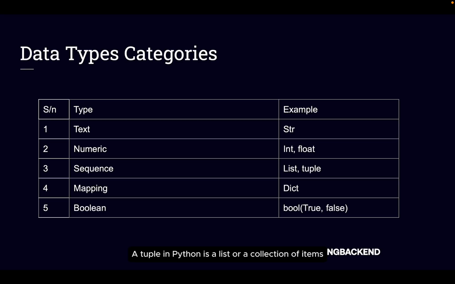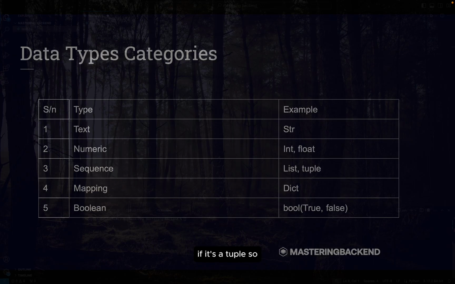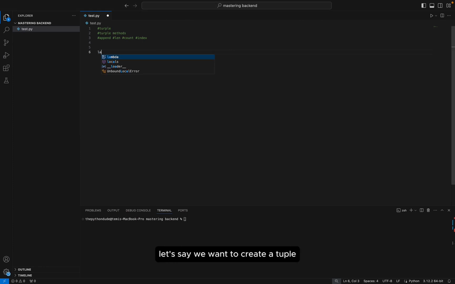A tuple in Python is a list or a collection of items that is unchangeable. So when we create a tuple, we cannot make changes to that collection. Let's say we want to create a tuple of programming languages. We say language, and then we use the regular brackets, and put our programming languages inside, this is PHP and this is Java. This is a tuple.